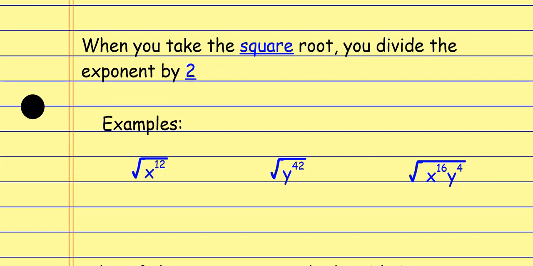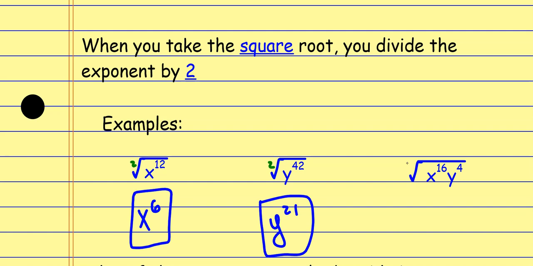For example, if I look at something like this guy, here I have the square root of x to the 12th. I know that there is a little 2 right here, so I'm going to divide the exponent by 2. That's going to be x to the 6th power. If I look at the next guy, I know there's a little 2 here, so I'm going to divide the exponent by 2. So this is going to be y to the 21st power. This one, I know there's a little 2 here, so I'm going to divide the exponents by 2. 16 divided by 2 is going to be x to the 8th.